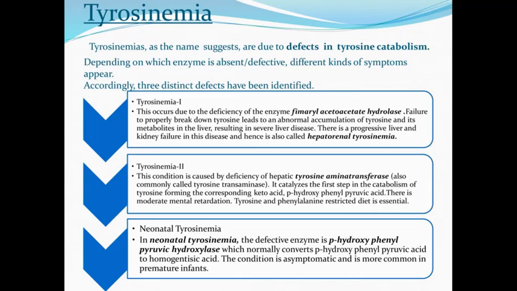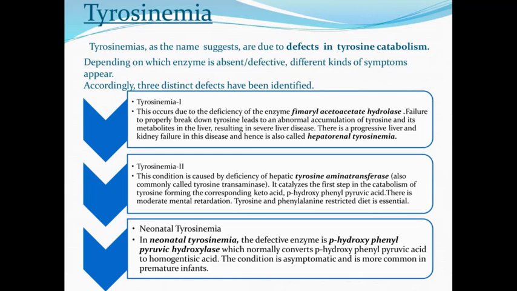Next you have tyrosinemia 2. This condition is caused by deficiency of hepatic tyrosine aminotransferase, also commonly called tyrosine transaminase. Okay, this is again a deficiency of your enzyme. It catalyzes the first step in the catabolism of tyrosine, forming the corresponding keto acid, p-hydroxyphenylpyruvic acid. There is moderate mental retardation.